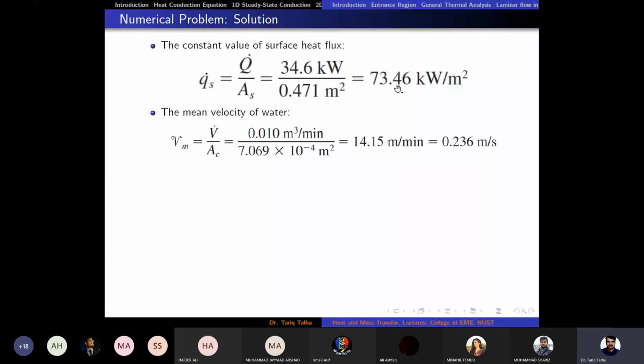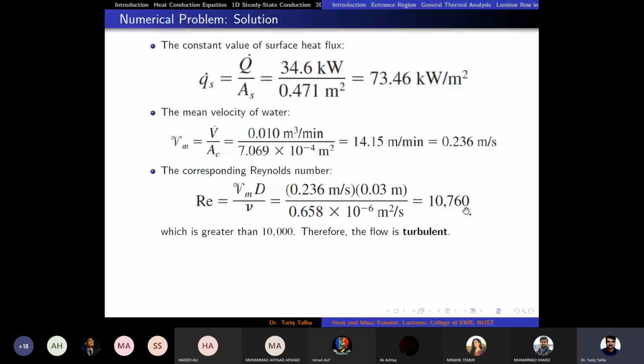Then for the Reynolds number calculation, we need to determine the mean velocity, which can be calculated from the volume flow rate. Because Q is equal to AV, the volume flow rate is the product of the mean velocity and the cross sectional area. Then we can calculate the Reynolds number. We can easily see that it is more than 10,000.